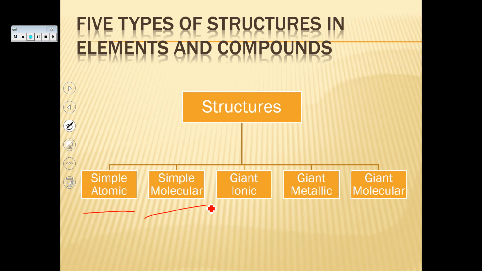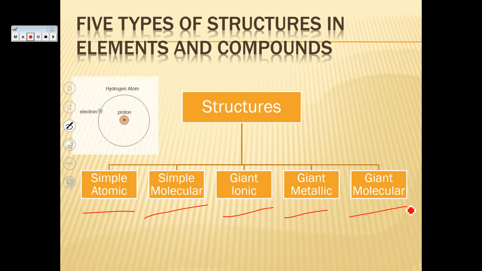Giant ionic just means an ionic compound made between a metal and a nonmetal where the electrons are transferred. Giant metallic is the one we just saw a couple minutes ago, the delocalized sea of electrons being held together to the positive metal cations. And then giant molecular, we'll touch upon 2 examples of giant molecular here at the end.